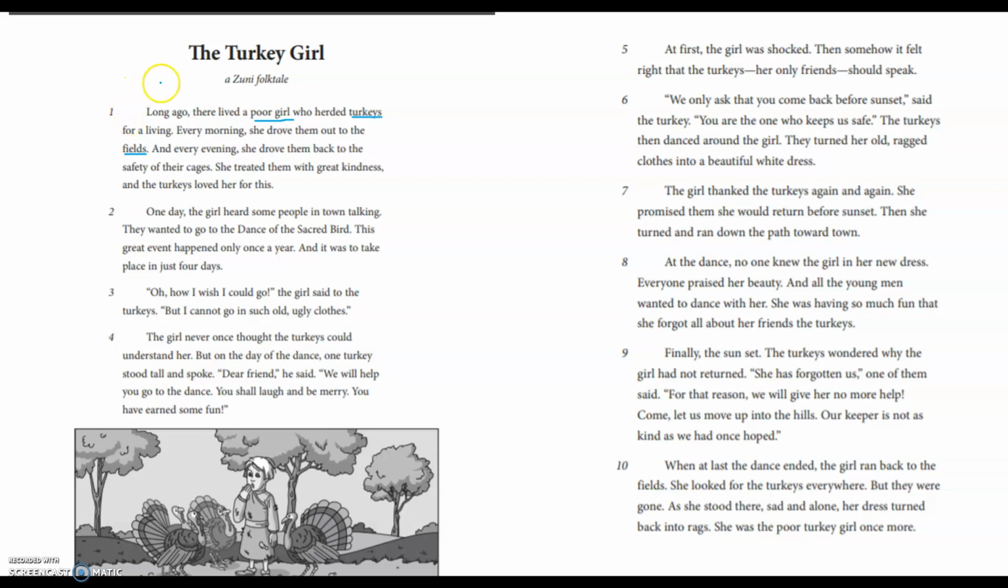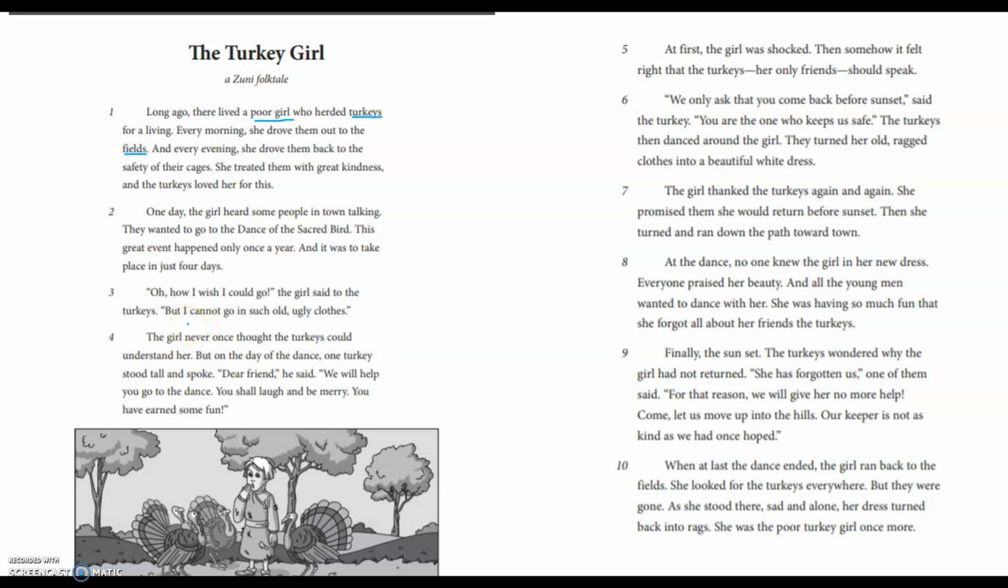One day, the girl heard some people in town talking. They wanted to go to the dance of the sacred bird. This great event happened only once a year, and it was to take place in just 4 days. "Oh, how I wish I could go," the girl said to the turkeys, "but I cannot go in such old, ugly clothes."